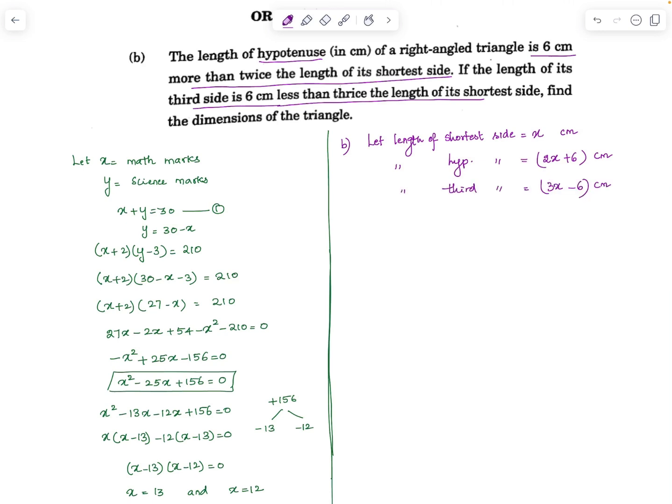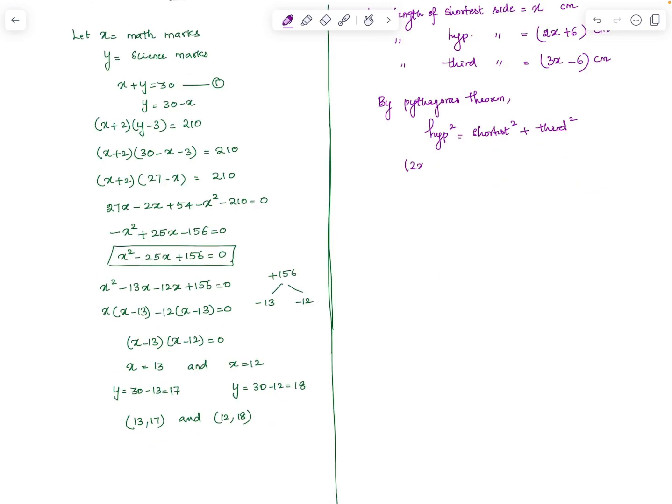Now that we have all the three sides, by Pythagoras theorem, hypotenuse square is equal to shortest side square plus the third side square, that is (2x plus 6) square equal to x square plus (3x minus 6) square. On expanding the LHS and RHS, we get 4x square plus 36 plus 24x is equal to x square plus 9x square plus 36 minus 36x.